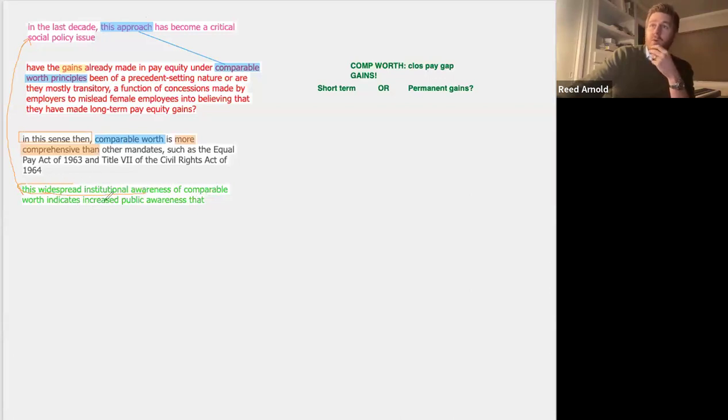A lot of institutions know about comparable worth. That tells us that the public is curious about this approach and that it's a critical social policy issue. I think that connection will stick, but we'll see. We'll keep analyzing. The values of certain tasks performed in dissimilar jobs can be compared.